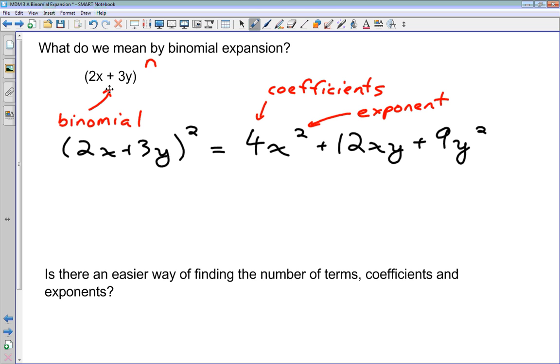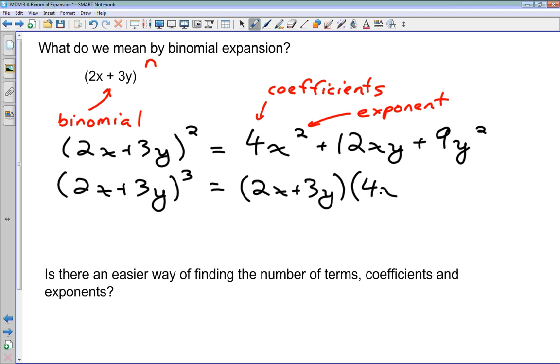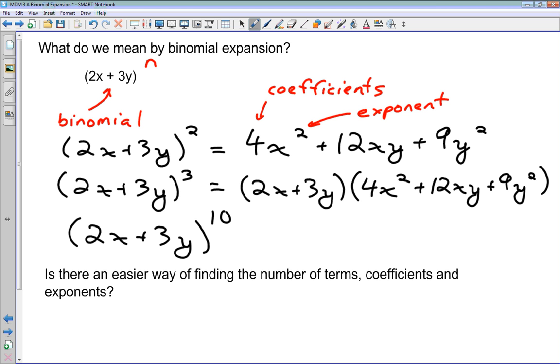It gets a little trickier if we change this number up here that we're using for our exponent. If we do something like (2x + 3y) cubed, this is still something we could do by hand. We know that this is going to be (2x + 3y) times what we get by doing FOIL in the first one, so 4x squared plus 12xy plus 9y squared, okay? And we could still multiply this out, term by term, collect all the like terms, and get some big long polynomial. But what if we have something like (2x + 3y) to the power of 10 that we want to expand? This would take a long time for us to do.